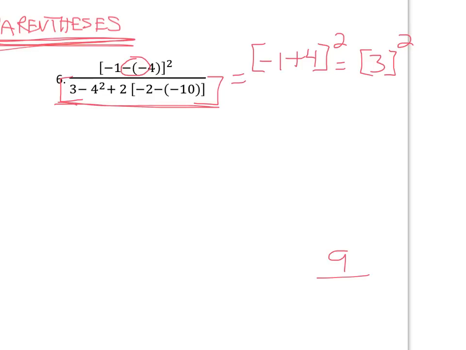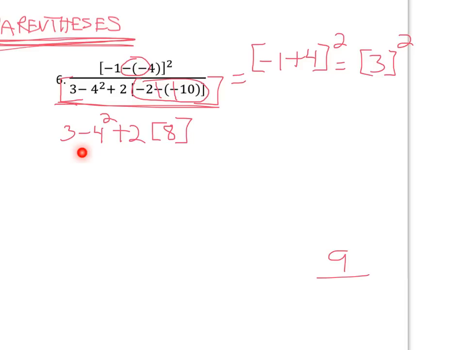Now, let's take care of the bottom. What should stand out is this grouping symbol. I do that first. So I'm just going to write this 3 minus 4 squared plus 2. And then this is -2 minus -10. Remember, it's add a line, change the sign. It's like saying -2 plus 10, which is 8. So I'm going to put 8.